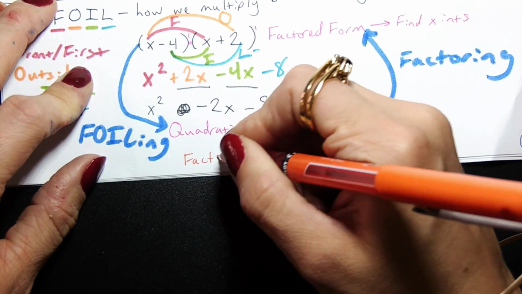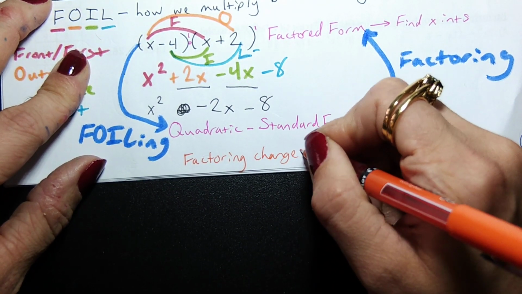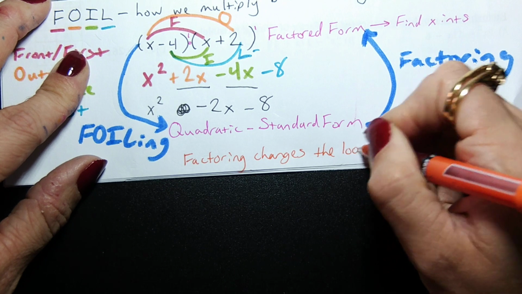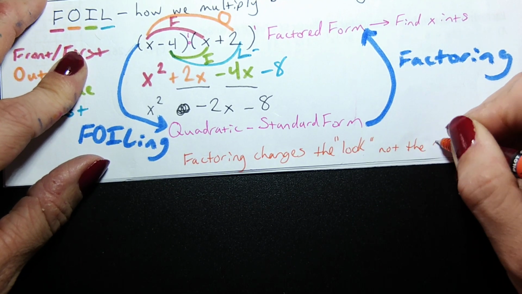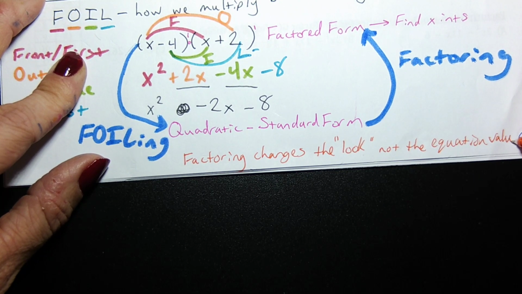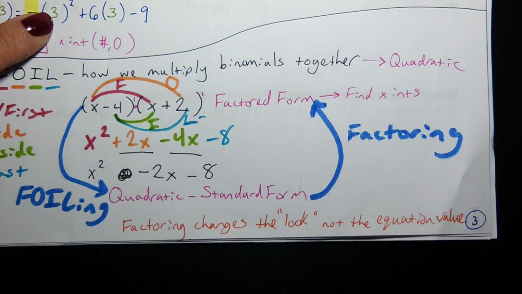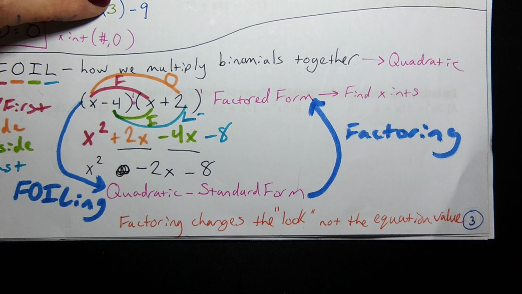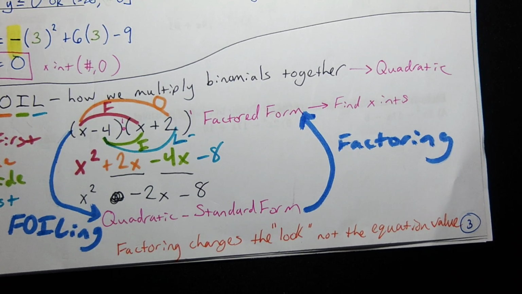Factoring changes the look, not the equation value. So it's still the same quadratic, but we're just changing the way that it looks because it's going to be easier for solving. And turn the page.